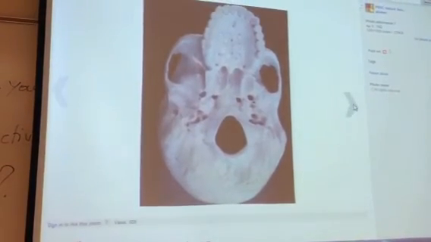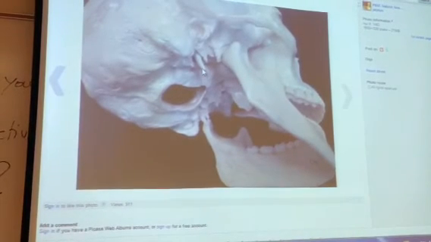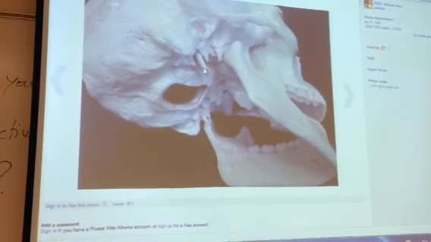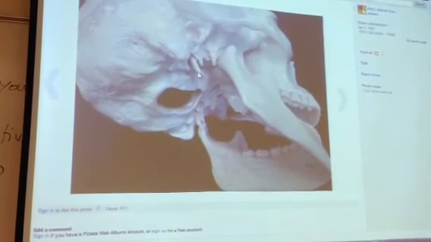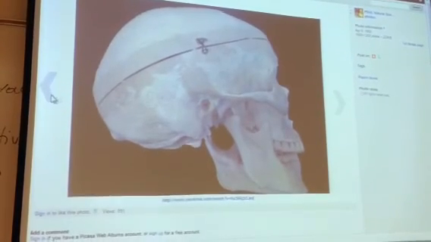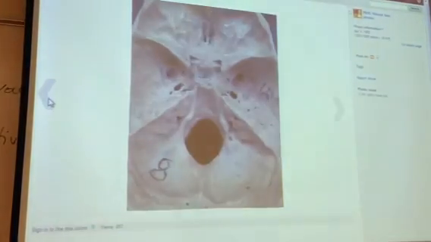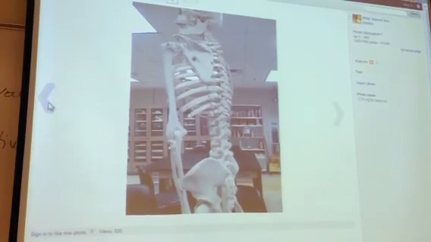And then in this view, what is this? Styloid process. Looks like a stylus, right? So I think that pretty much covers the skull.